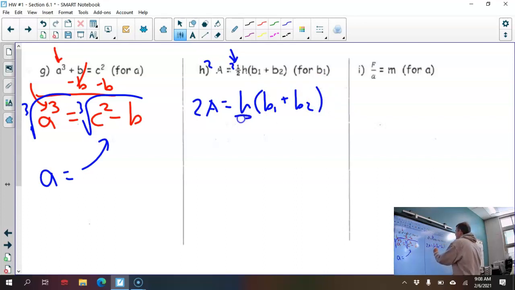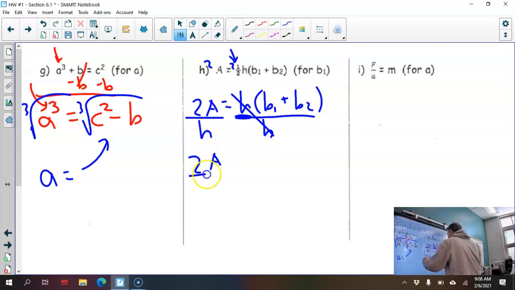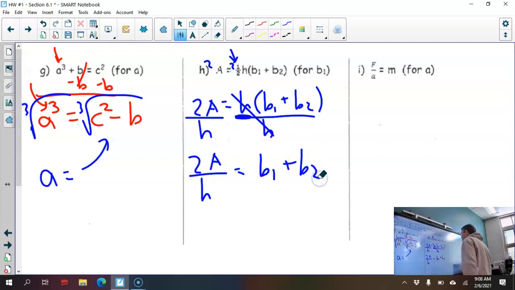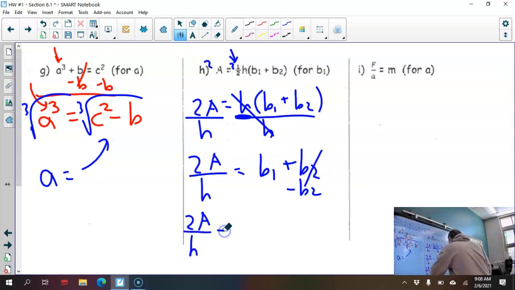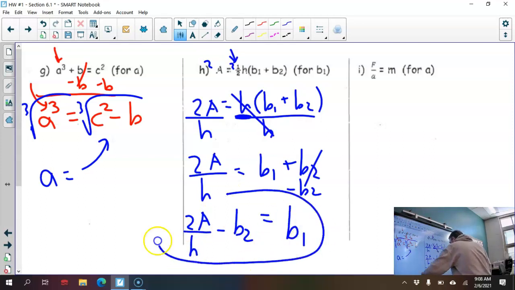Then I would get rid of the h by dividing by h on both sides. That gets the b1 plus b2 by itself. And then finally, I can get the b1 by itself by subtracting b2. So over here, I'm going to have 2a over h minus b2, and that is equal to b1.